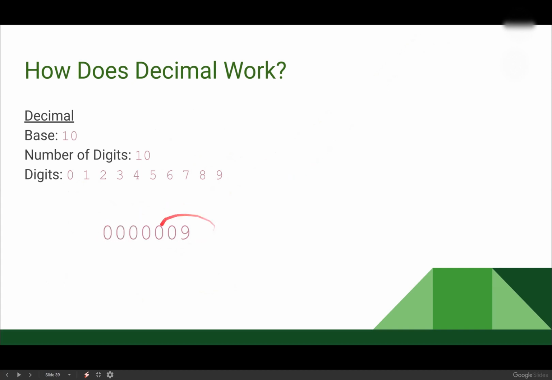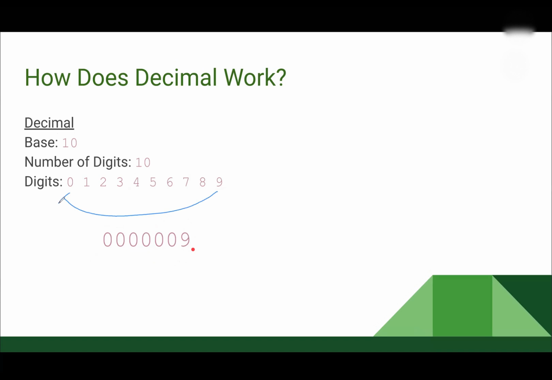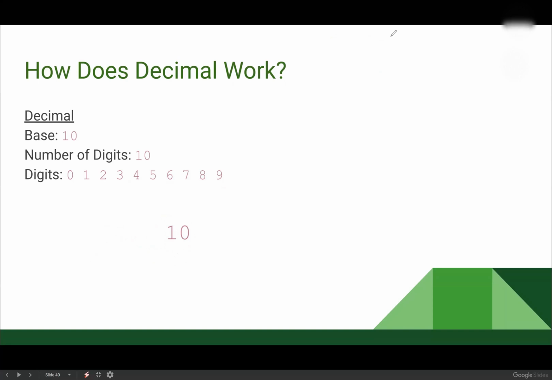All numbers kind of secretly have a whole bunch of zeros in front. Those zeros don't mean anything because they hold no information. But when I increase this by 1, it's going to overflow back to 0, and I'm going to increase the position of the next digit by 1. It starts at 0, so it's going to move up until it equals 1. So if I add 1 to 9, I get 10.